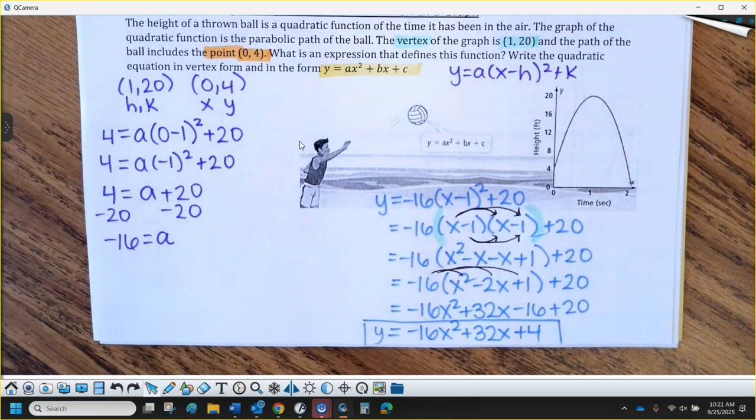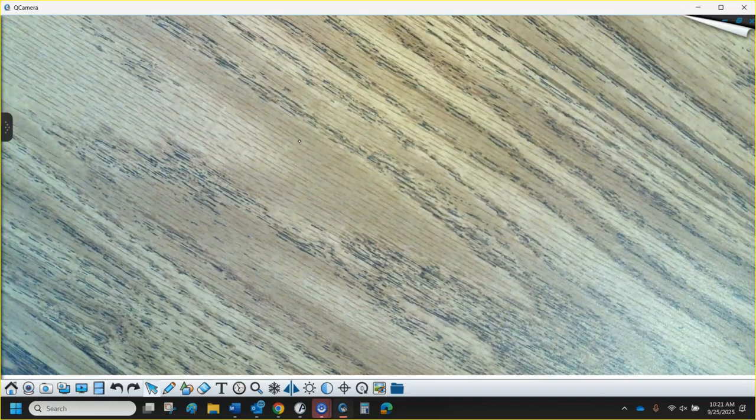And if you guys wanted to check this, you could type the vertex form and type the standard form, both of those in Desmos, and you'd see they're both exactly the same parabola. Is anybody having a question? It's a little algebra heavy today.